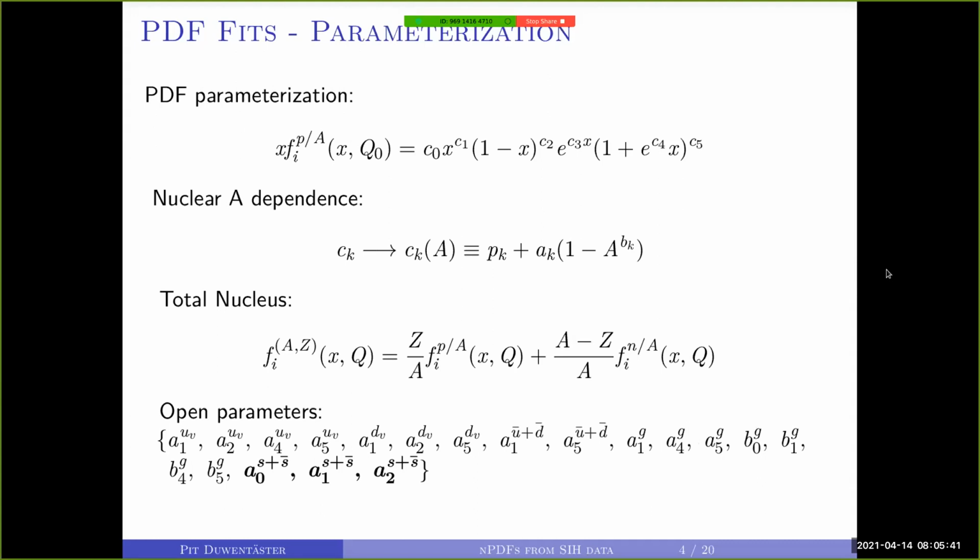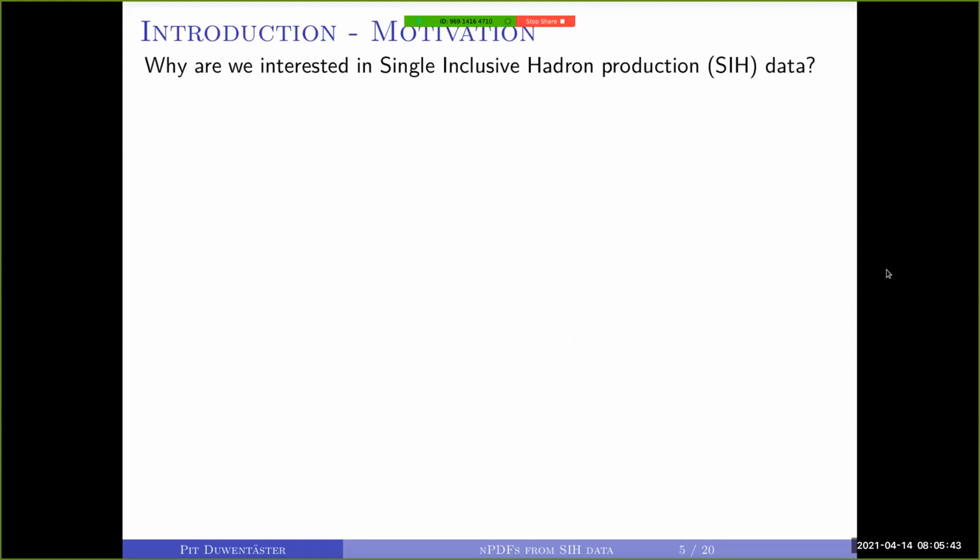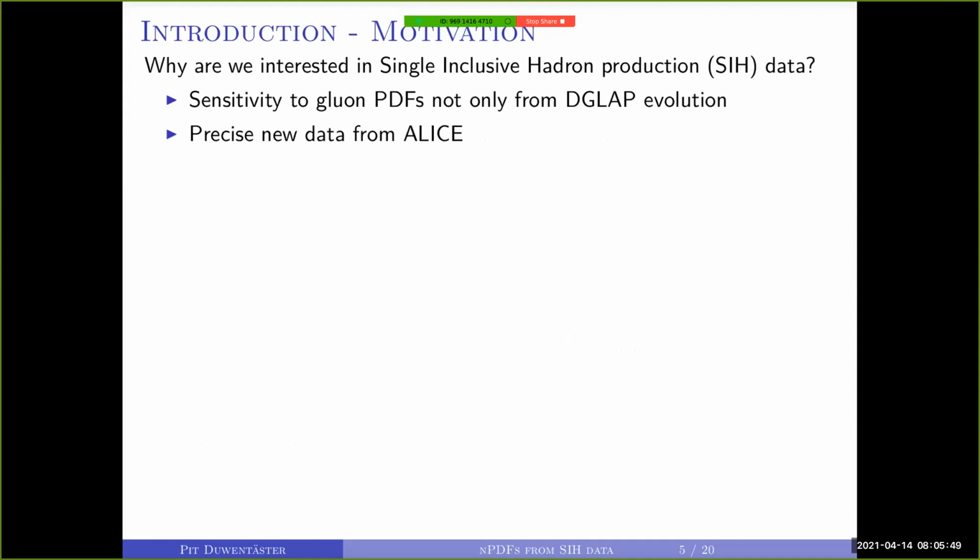So why are we even interested in single inclusive hadron production? There are two reasons. The first is that this process, contrary to DIS and Drell-Yan, is sensitive to the gluon PDF already at leading order and not just via DGLAP evolution. And in recent years, we got some precise new data from ALICE. So of course, we want to make use of this data.